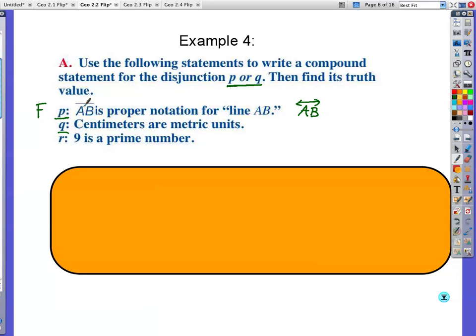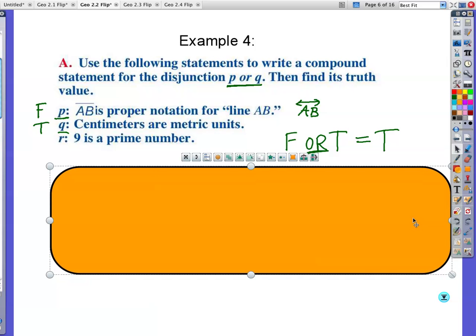All right, centimeters are metric units. That is true. Centimeters are something in metric. So when I have P or Q, my P value is false, and then I have or true. Oh, look back at your chart if you have to. Hopefully we'll clarify this so eventually you'll be able to just look at this and say, false or true. Overall, because of that or, you only have to meet one of the conditions, and if one of the conditions is true, then the overall statement is true.